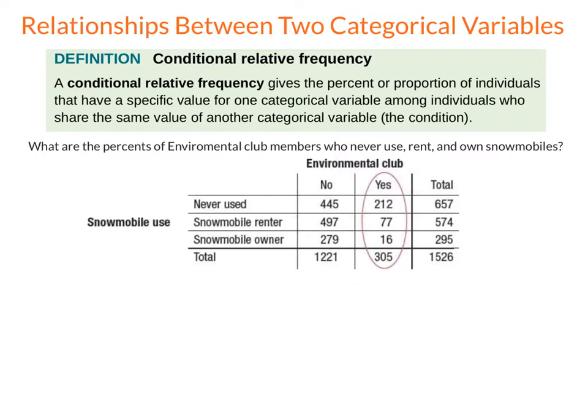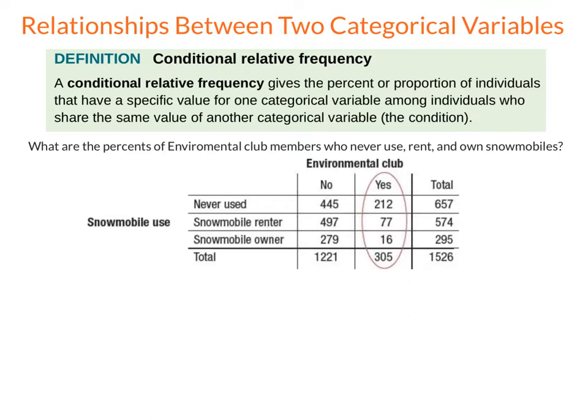While those frequency tables tell us a lot of information, they don't really get to the relationship between all of those individuals and variables, meaning I don't really know the relationship between being a member or not of the environmental club and whether or not I've used, owned, or rented a snowmobile before. So there's something that we can create called a conditional relative frequency. That gives the percent or proportion, which we've been doing, of individuals who have a specific value for one categorical variable among individuals who share the same value of another categorical variable, which is the condition, hence conditional relative frequency. So let's put that into practice because words are confusing, at least to me.